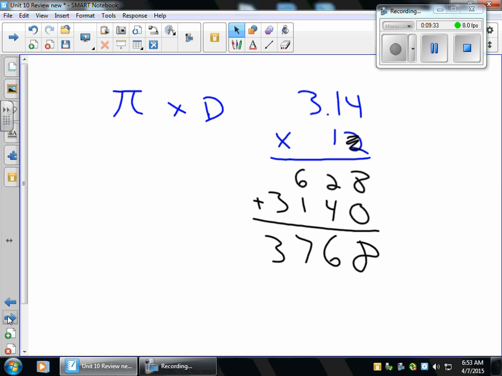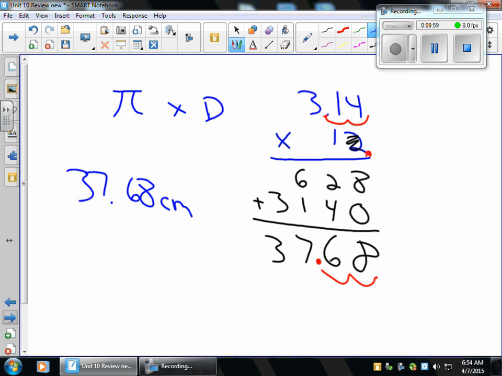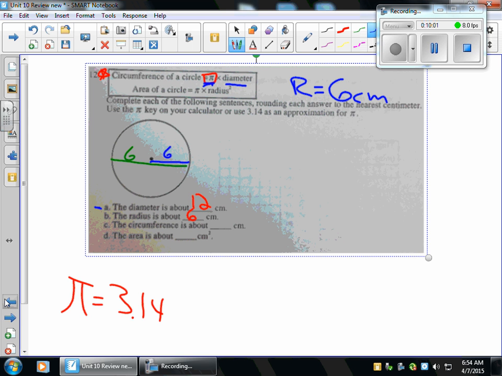Common error that I see normally in this unit is kids forget to count where the decimals are at. Got a hidden decimal here. I'm going to use a different color. Hidden decimal here. I have a decimal here. I have no numbers behind the decimal here, but here I have 1, 2 numbers. So I'm going to start here. 1, 2. My decimal goes right there. So my diameter, or my bad, my circumference is 37.68 centimeters. 37 and 68 hundredths centimeters.